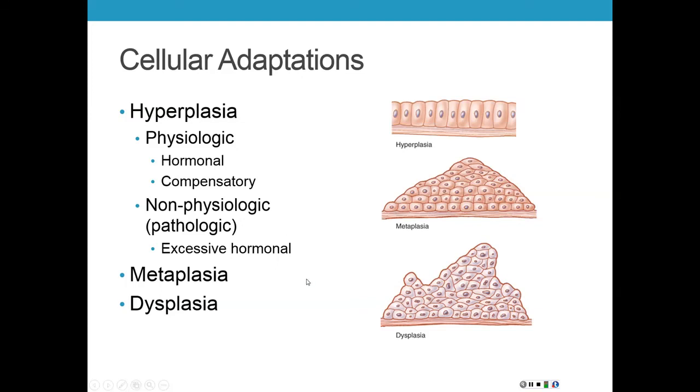In metaplasia, you have a change in cell type where you might go from simple squamous to stratified squamous, or from stratified squamous to simple squamous, depending upon what the stimulus is. This usually occurs only in adult cell types. Metaplasia is actually never a normal or physiologic process. We don't normally see that change unless there's some abnormal stimulus.